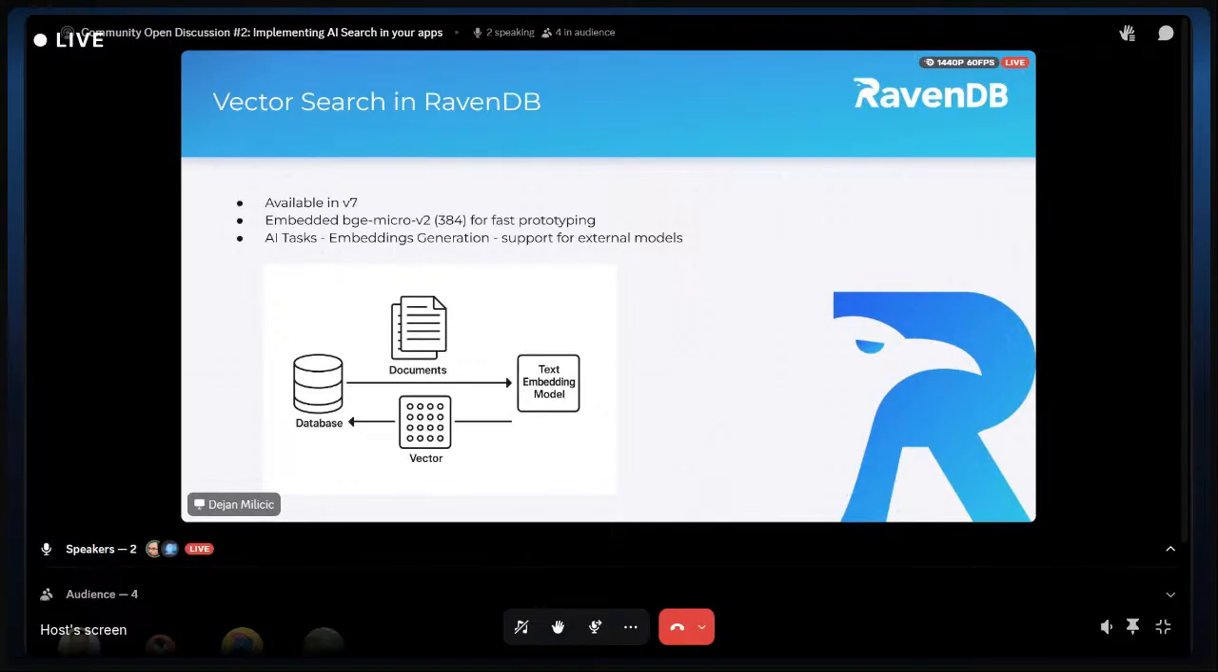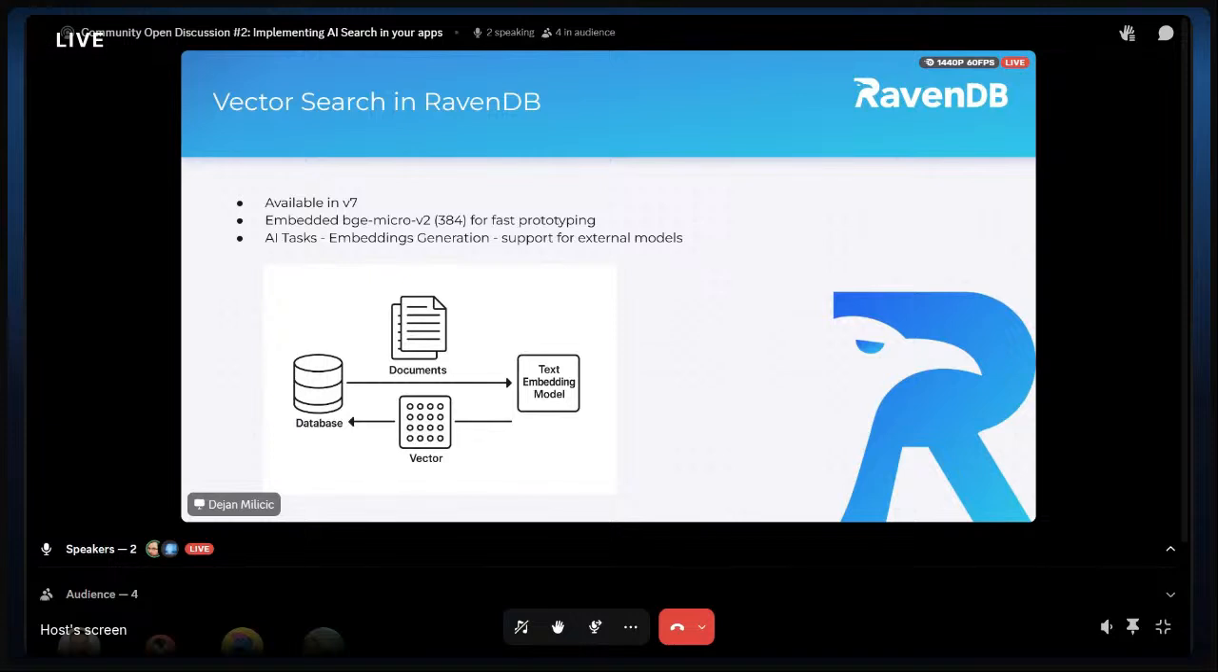This is one model which is small enough to be embedded inside of the database. It's great for fast prototyping. It's not sending data outside of your database. Everything is happening within the database. And this is awesome for a quick start, for playing around with vector search, exploring what it can do for you, and doing some fast prototyping.